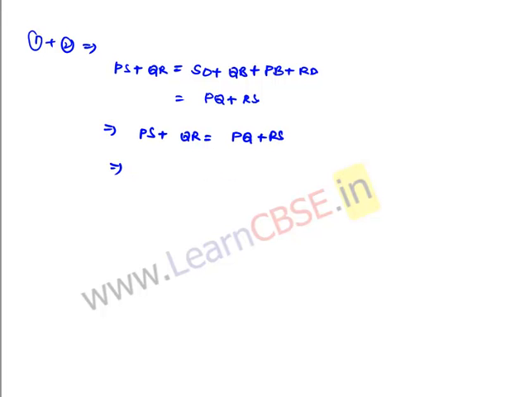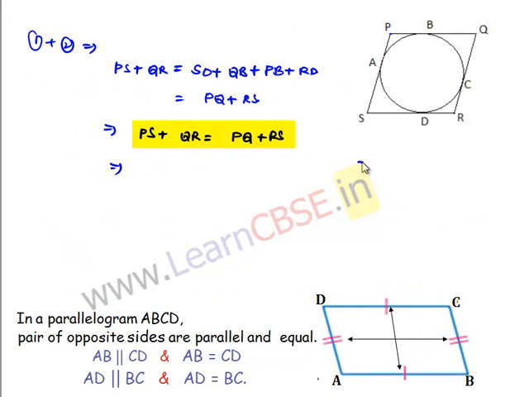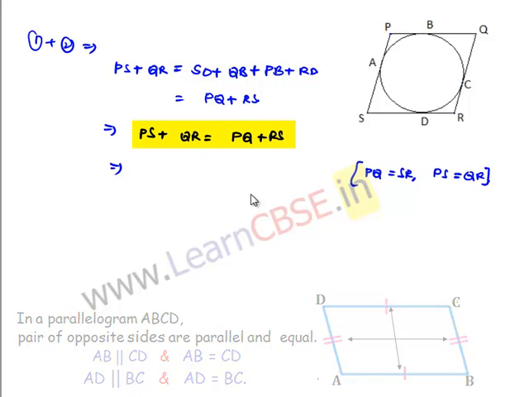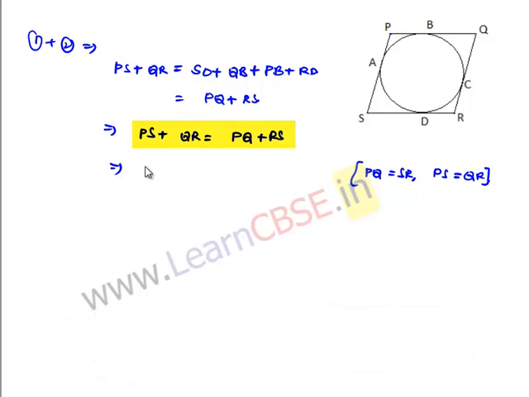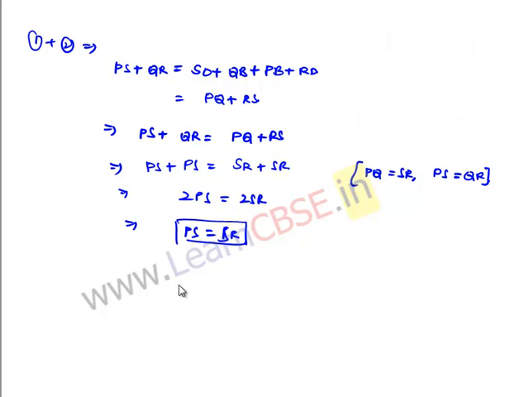As PQ is equal to SR and PS is equal to QR, let us substitute them. 2 times PS, replacing QR by PS, is equal to PQ replaced by SR, SR plus SR. That implies 2 times PS is equal to 2 times SR, that is nothing but PS is equal to SR. As PS is equal to SR, we can say PQ is equal to SR is equal to PS is equal to QR.